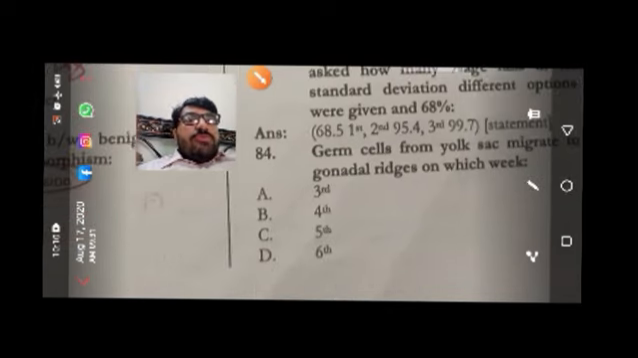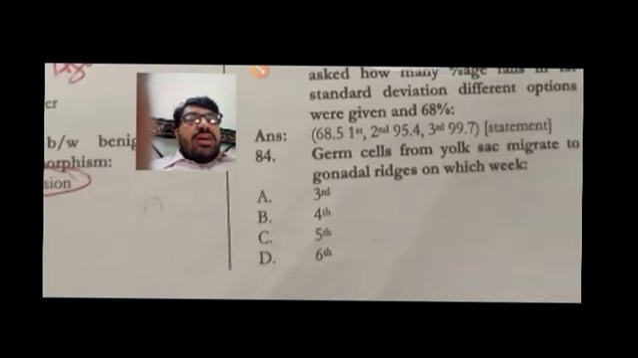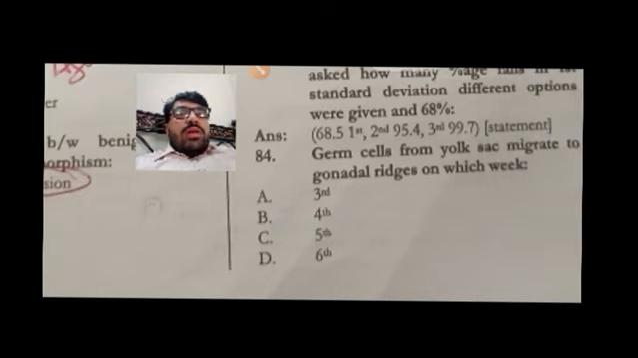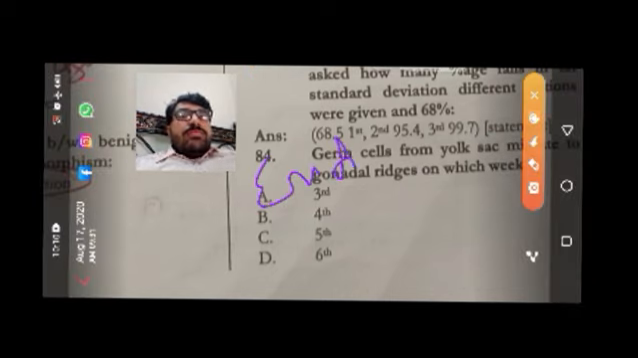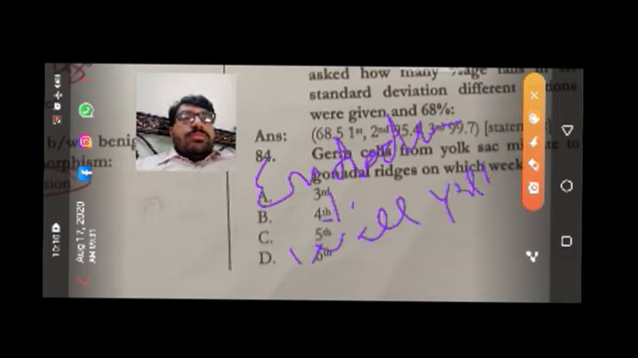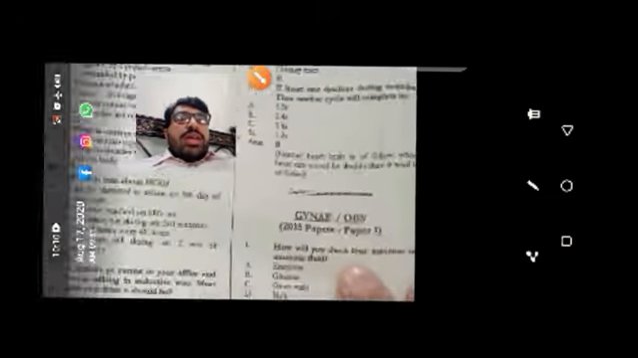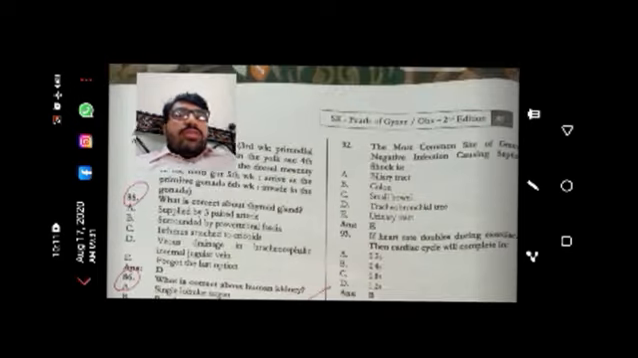The germ cells from the yolk sac migrate into the gonadal ridge, and so the germ cells arise from the endoderm of the yolk sac. If that is not in the option, then the wall of the yolk sac. So the description of question number 84 in this book is right.